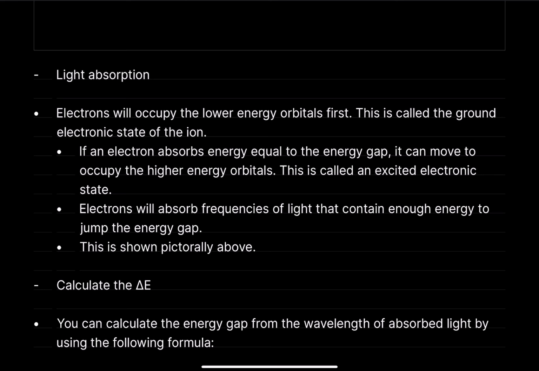So electrons will occupy the lower energy orbital first, and this is called the ground electronic state of the ion. If an electron absorbs energy equal to that of the energy gap, it can move to occupy the higher energy orbitals, and this is called the excited electronic state. Electrons will absorb frequencies of light that contain enough energy to jump the energy gap, right? And this is shown pictorially above.